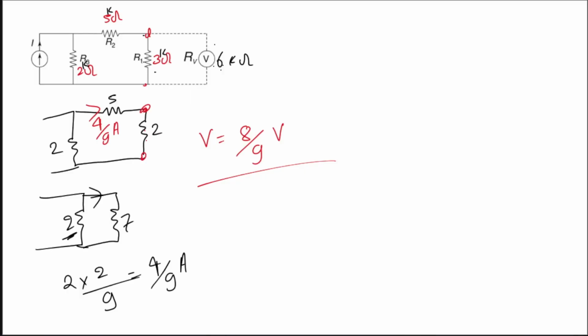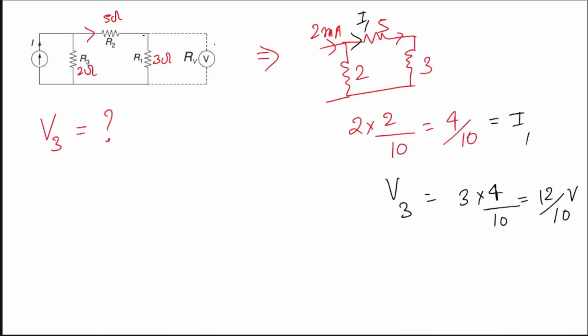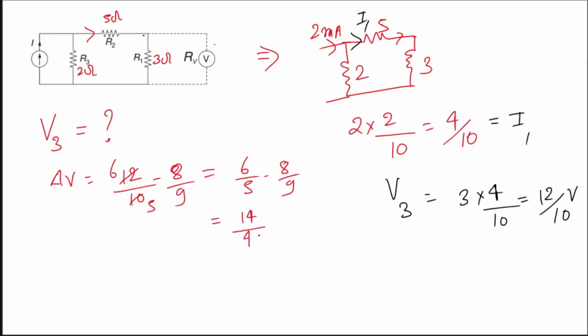Now what is the difference? Earlier we got how much? 12 by 10, right? So what is the delta V? That is your 12 by 10 minus 8 by 9. So इसको आप लिख लो ऐसे 6 by 5 minus 8 by 9. So that will give you how much? 54 minus 40. That will give you 14. So 14 divided by 45.